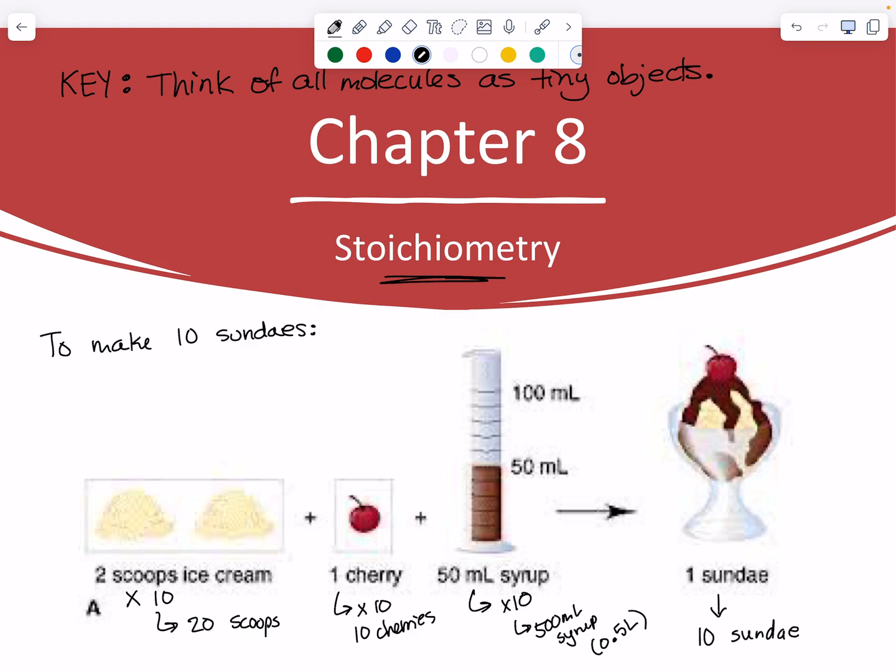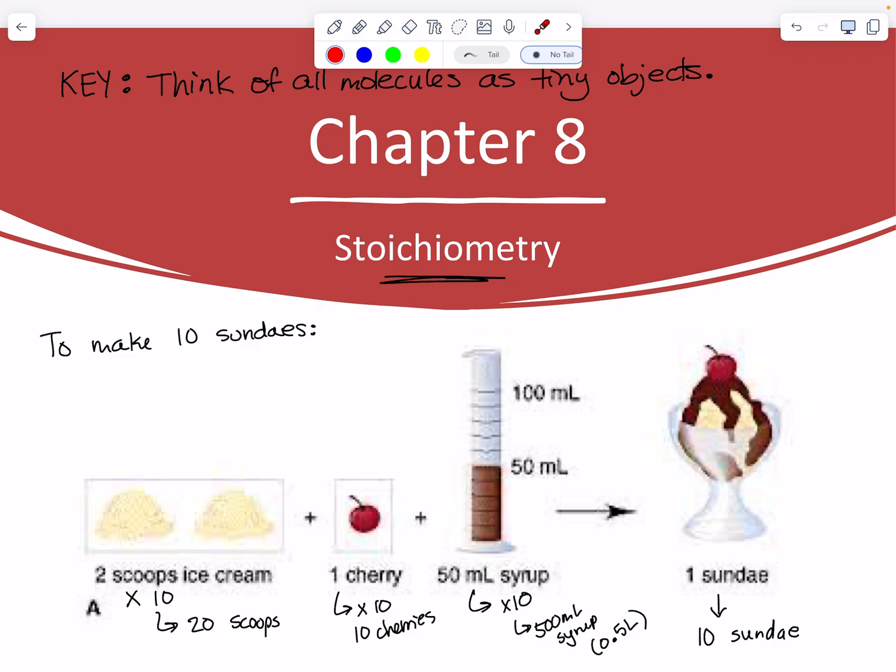So the concept is going to stay the same, okay? We are just going to use different units for the things. When we use units of moles, we are counting like we count here: 2 scoops, 1 cherry, 1 50 ml aliquot of syrup. When we're dealing with grams, we're not scooping 2 scoops, we're taking, say, 200 grams of ice cream, right? And if we want to turn that into scoops, we divide it up evenly.